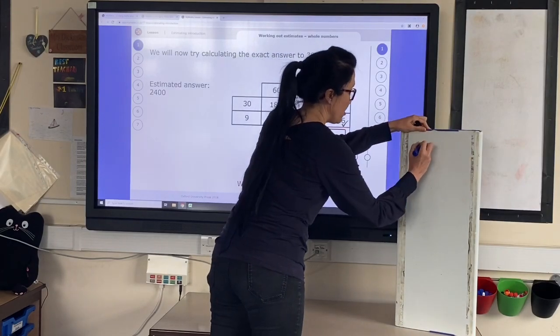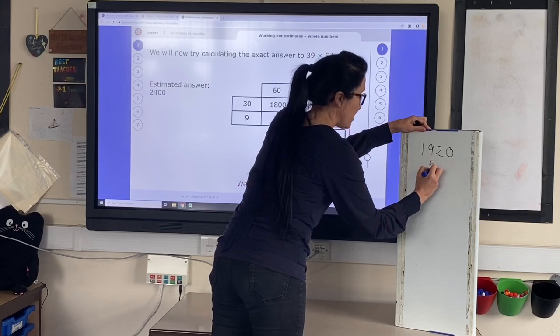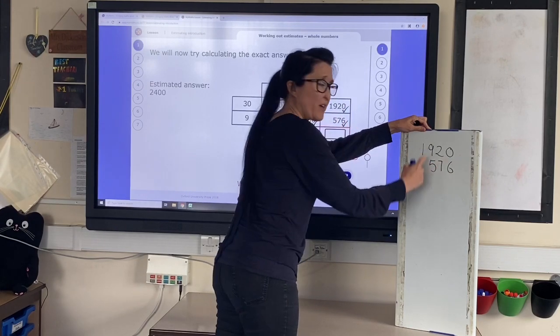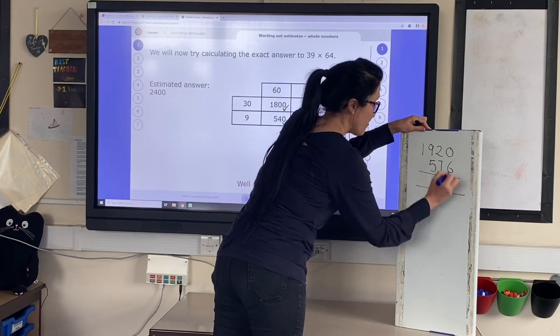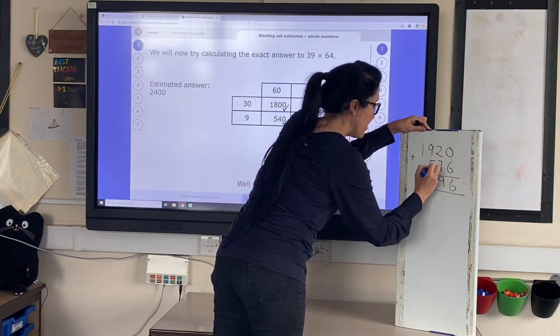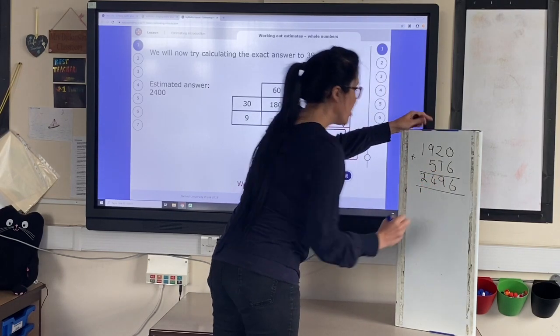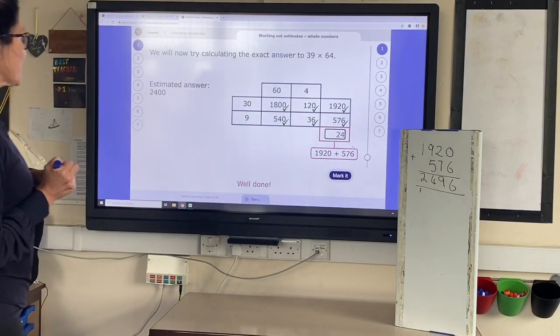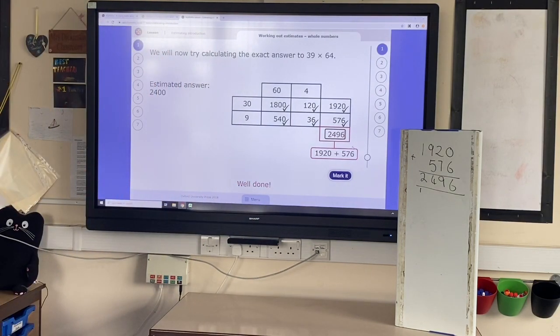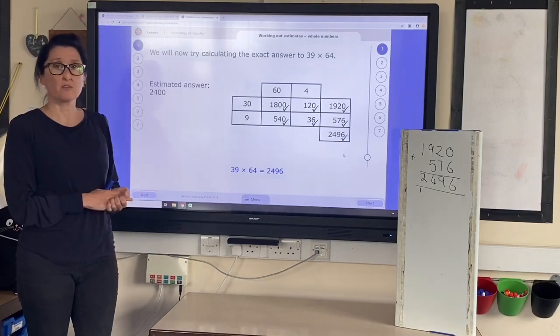So go back to my column addition. 1,920, add 576, making sure that I line up my place value correctly. 0 plus 6 is 6, 2 plus 7 is 9, 9 plus 5 is 14, carry over my 1, 1 and 1 is 2, 2,496, and mark it. Okay, so we've got all those steps right. Now it's your turn to have a go and work through the rest of the questions.